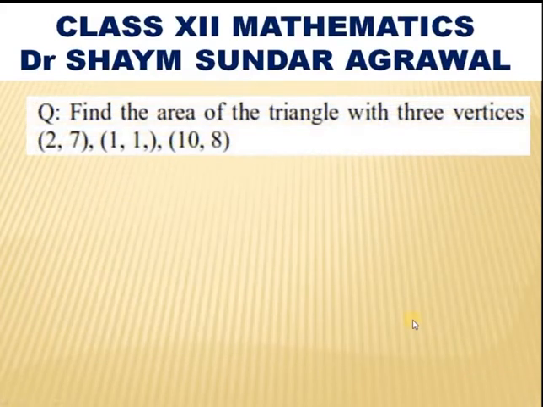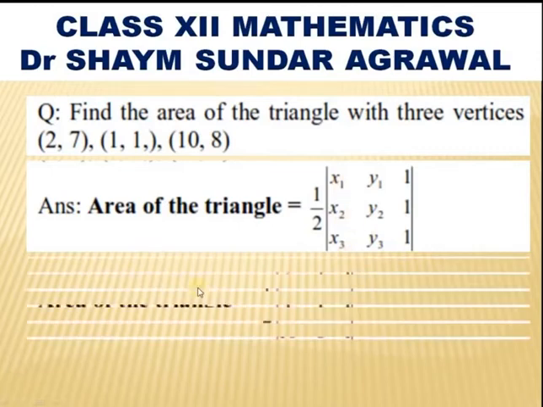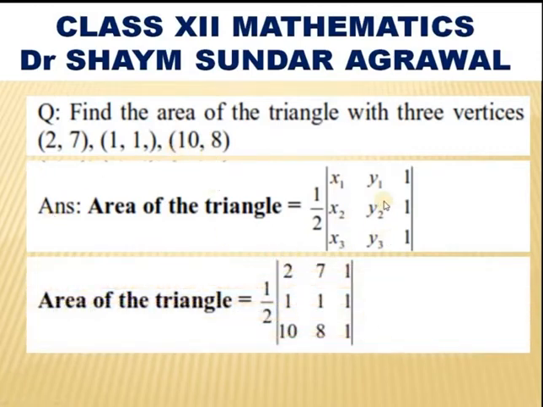So, let us find out the area of a triangle with the three vertices (2, 7), (1, 1) and (10, 8). As per the formula, the area of the triangle is half into the determinant of x1, y1, 1, x2, y2, 1, x3, y3, 1. That means in the first column we write the x coordinates, that is 2, 1 and 10, and in the second column the y coordinates 7, 1, 8, and in the third column 1, 1, 1. So the area of the triangle is half into the determinant of 2, 7, 1, 1, 1, 1, 10, 8, 1.